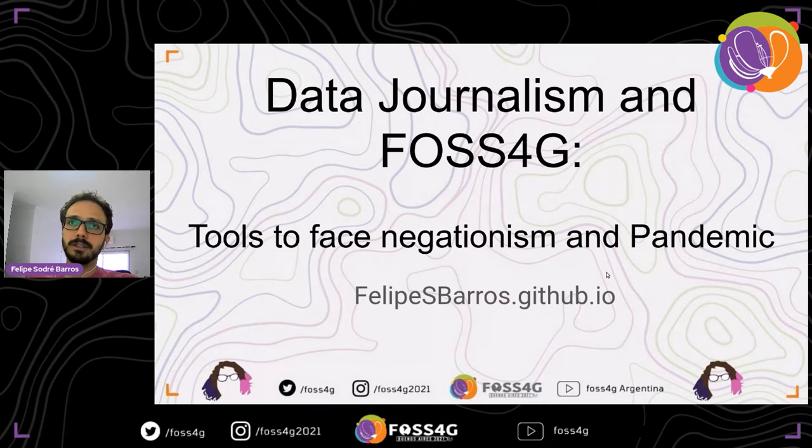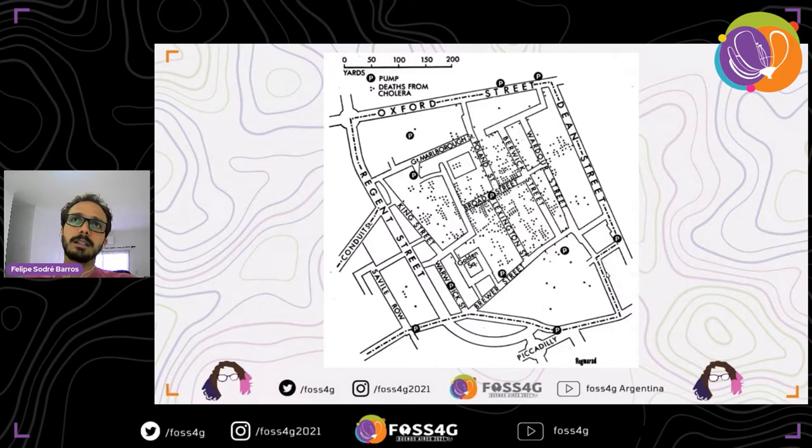I'm pretty sure that you know this map already, right? This is the John Snow cholera map related to the cholera outbreak in the Soho neighborhood in London. And this is like a mandatory map or presentation to be done in any GIS introduction course. But most of them, I'm afraid to say, at least in Brazil, stay only on this map, showing that John Snow could relate the cholera deaths with the spatial distribution of the water pump, and then help to overcome the situation.